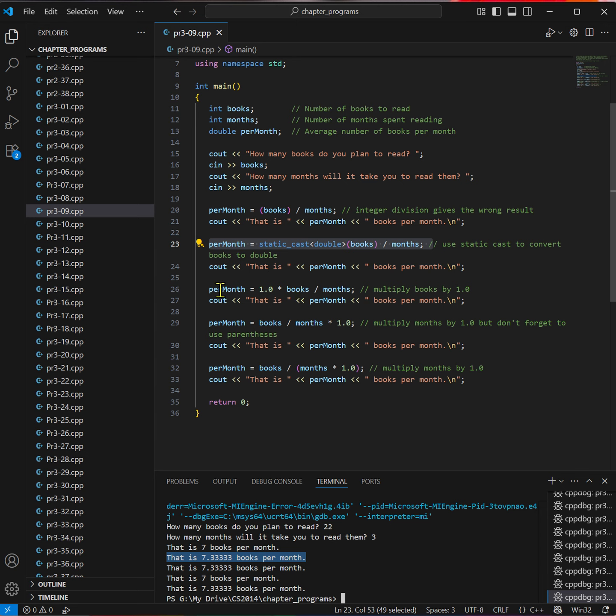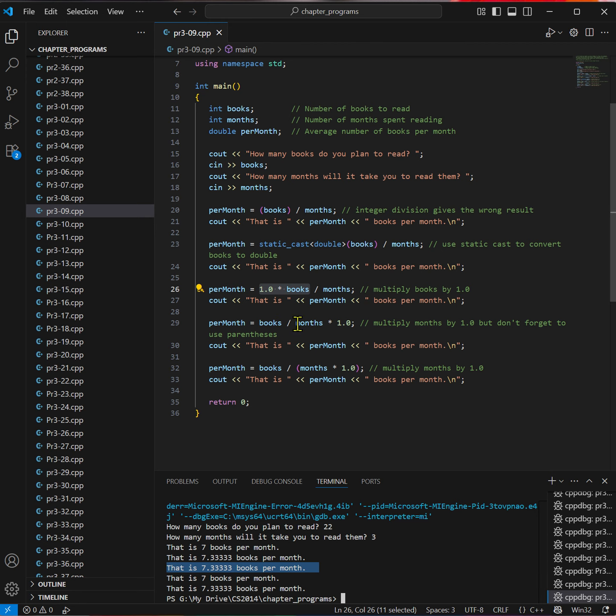An easier way of doing it, frankly, is if you multiply one of the integers by 1.0, and you do that over here. So now by multiplying the integer with 1.0, which is a double, then you get the double here, and you get the correct result over here.